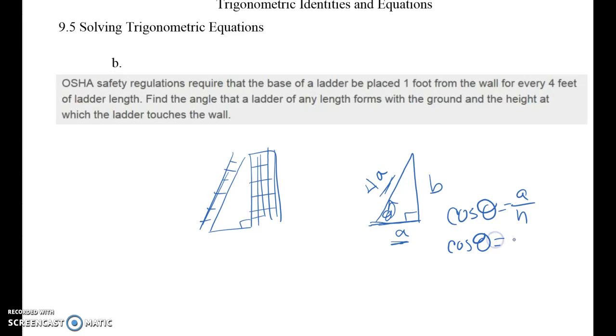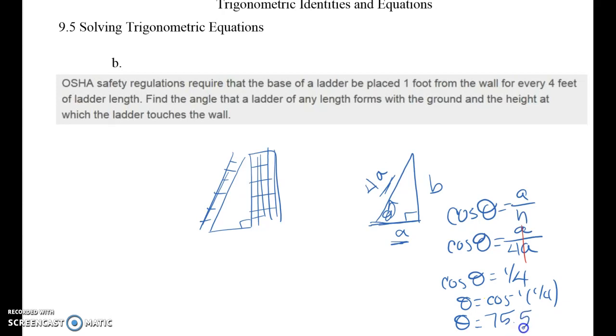So cosine of theta would be equal to my adjacent, which is A, over my hypotenuse, which is 4A, which is great because you can see those A's would cancel. So I end up with cosine of theta is equal to 1/4. So if I say theta is equal to arc cosine of 1/4, I can easily get this angle out to be, and I'll stay in degrees with this one, 75.5 degrees. So it said, find the angle that a ladder of any length forms with the ground. There it is.